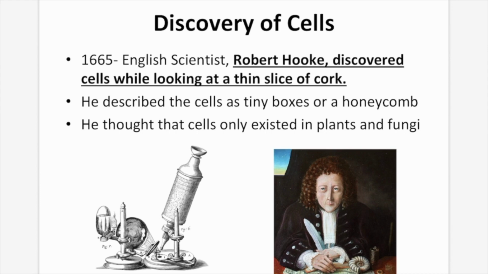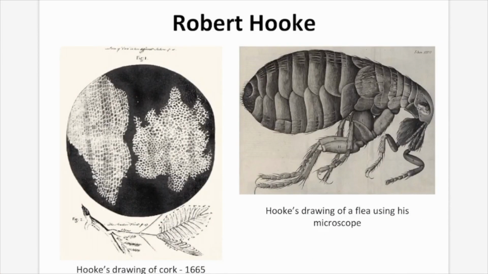So he described the cells as tiny boxes or honeycombs. He thought that cells only existed in plants and fungi because that's all that he was looking at. He wasn't looking at humans and trying to figure this out. He was looking at plants. So you can see some of his initial drawings are pretty amazing. And you can see why he might think these, right? They look like little honeycombs, little boxes inside this area. And this is while looking at cork plant. So this is his cork plant on the left. And on the right was a later drawing he did of a flea using his microscope.